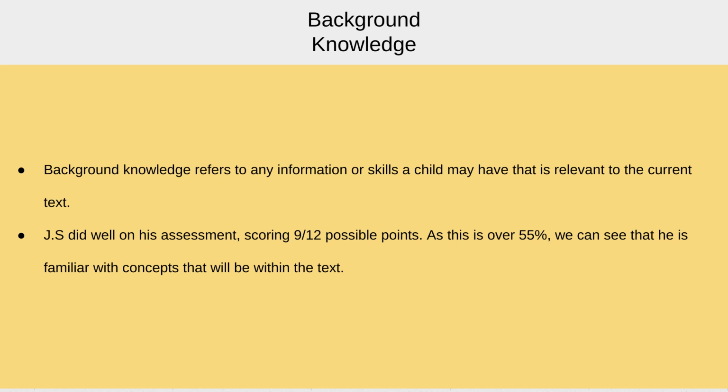And just for perspective, JS did very well on his assessment, scoring 9 out of 12 possible points. And as this is over 55%, we can see that he is at least somewhat familiar with concepts that will be within the text. And here's his assessment.